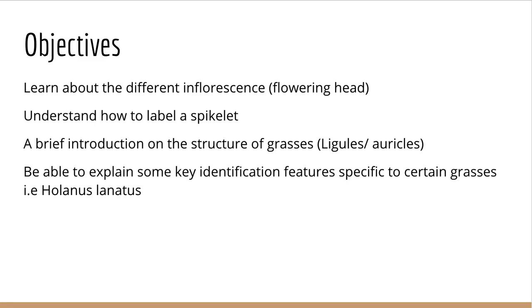I'm going to go through the objectives I'm going to do today. So you will learn about the different inflorescence, which is the different flowering heads. You'll understand how to label a spikelet and what a spikelet is, and I'll give a brief introduction on the structure of grasses, for example ligules and auricles, and what they are. And you will be able to explain some key identifying features specific for certain grasses, for example Holcus lanatus. Now Holcus lanatus is spelt wrong on the objectives, so just ignore that, and the correct spelling will show up later.